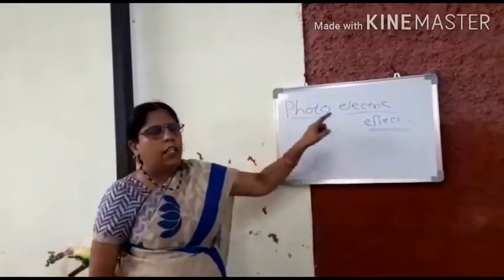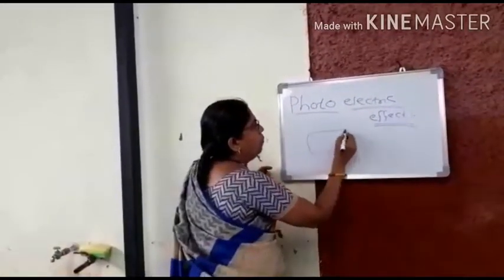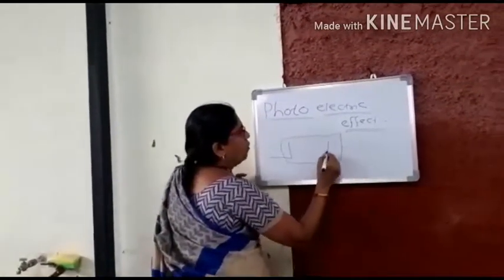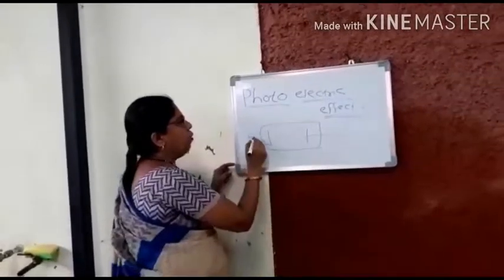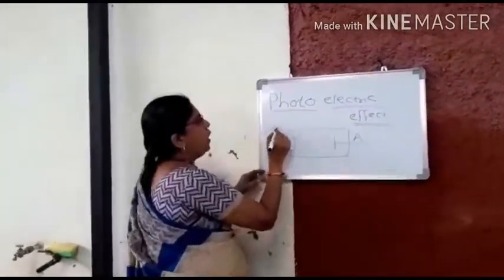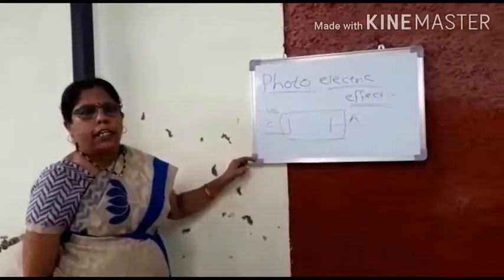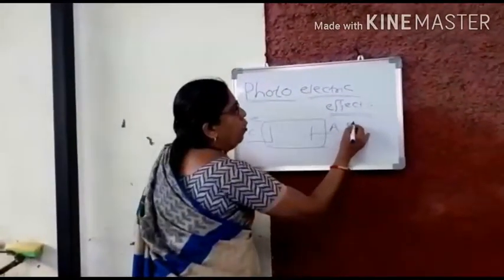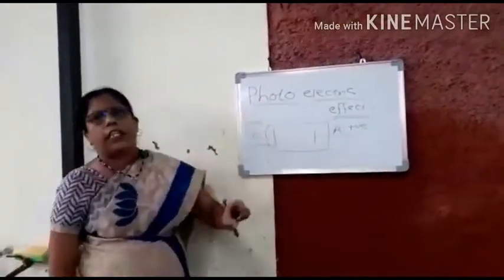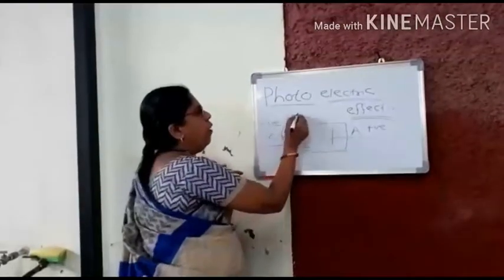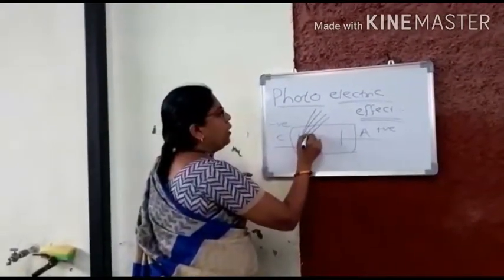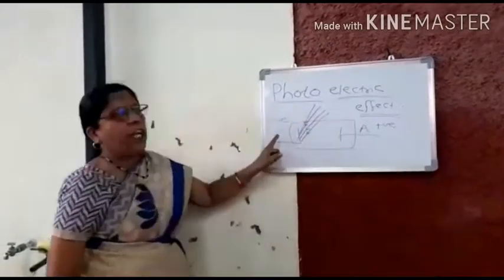Photoelectric effect. This is an evacuated glass tube which contains two electrodes. One is known as the cathode, the other is known as the anode. The cathode is always connected to the negative potential of the battery. The anode is always connected to the positive potential of the battery. The photoelectric effect happens when ultraviolet or monochromatic light falls on the metal surface of the cathode.